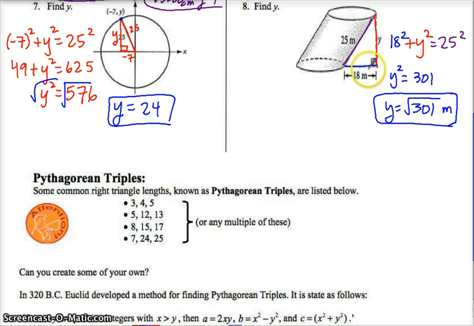Alright, the next one, hopefully you went ahead and moved on. You can see a very obvious right triangle right here. These are the two legs. Remember, the hypotenuse is opposite the right angle. So 18 squared plus y squared equals 25 squared. You get an answer of y squared equals 301. Take the square root. Well, it doesn't simplify, so you just have the square root of 301.